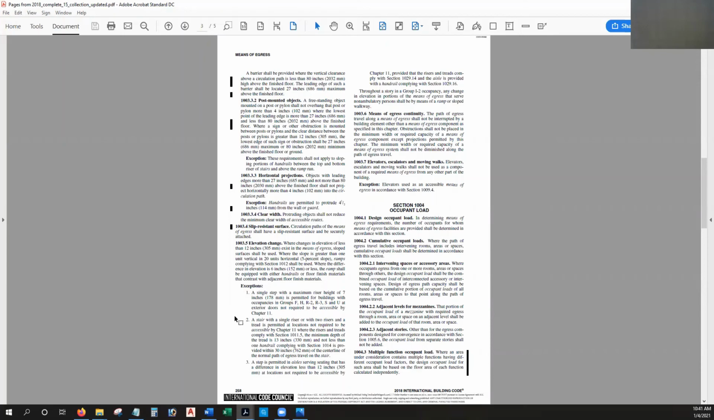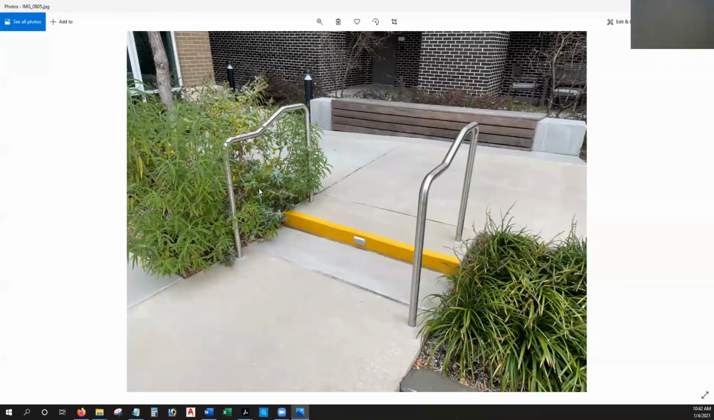So basically the answer to how you can create a single stepped elevation change is with handrails. And in this particular photograph, you can see that they painted the nosing as well, which is a great visual cue to alert persons in the vicinity that there is a step here.